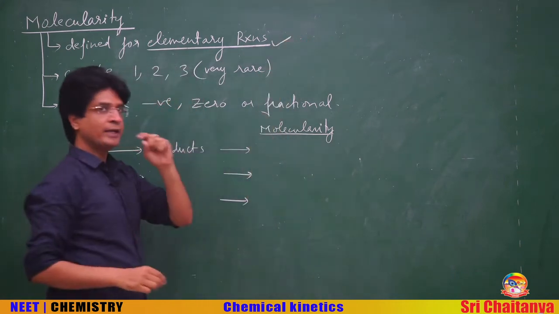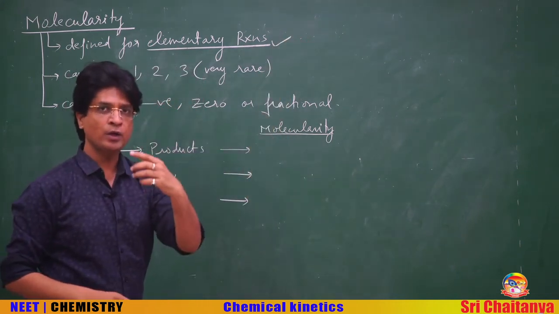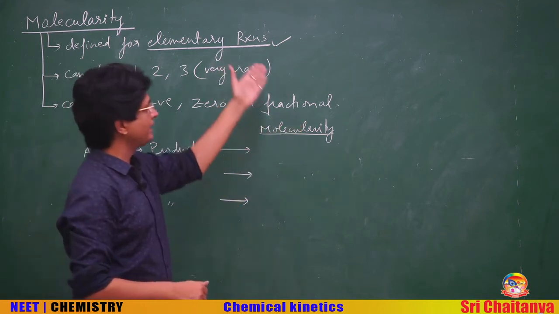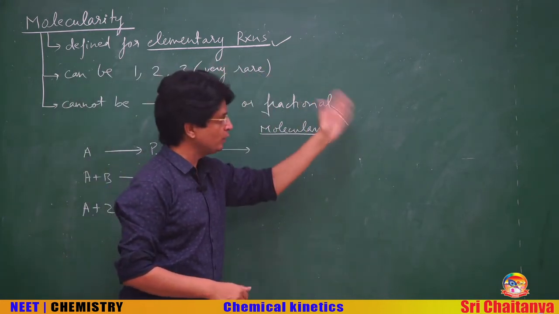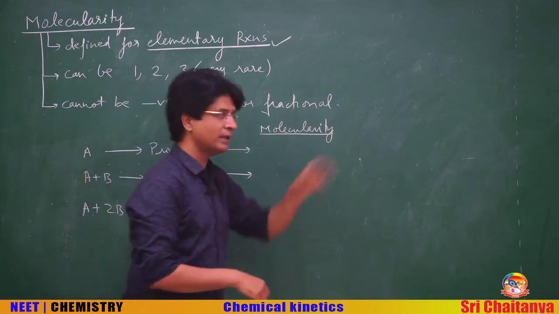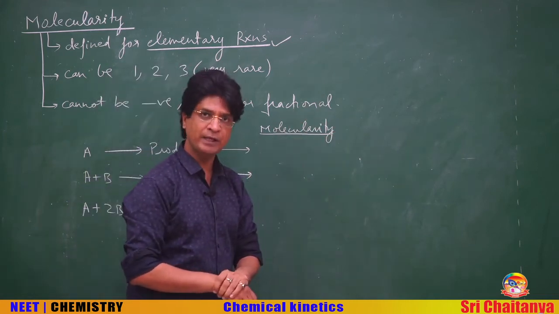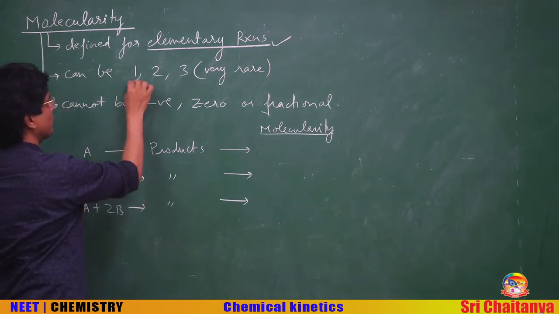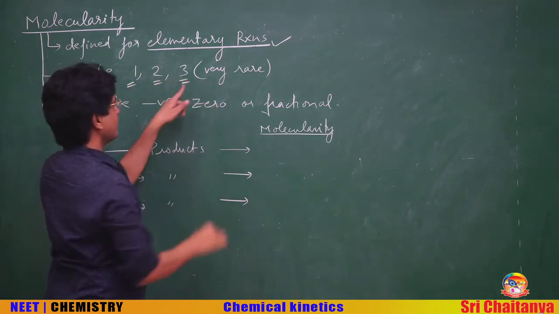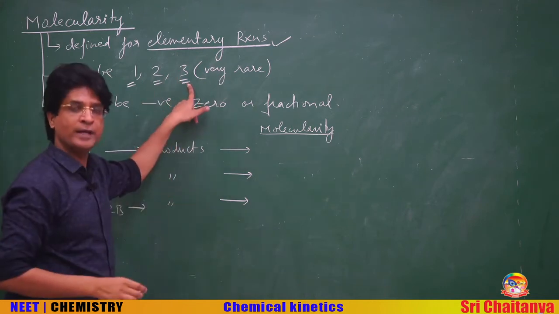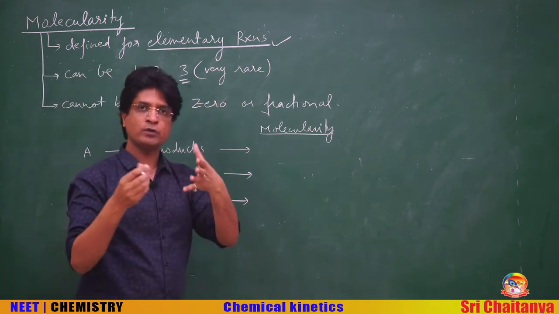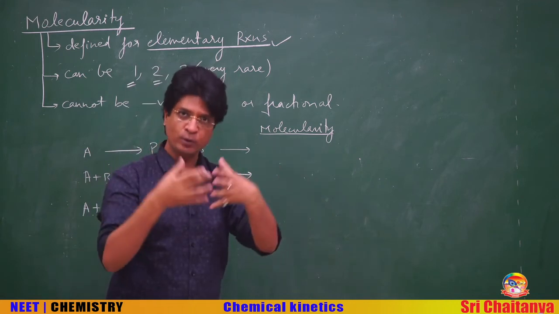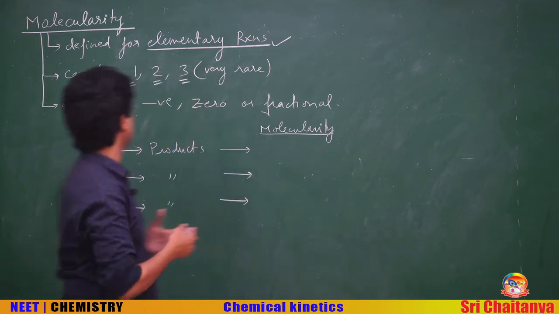Now see that molecularity is defined for elementary reaction. Remember that you cannot define molecularity for a complex reaction as such. You have to break down the complex reaction into elementary reactions and then find out the molecularity of those elementary reactions. Second point, the value of molecularity can be either 1, 2 or 3. 3 is a very rare value. The reason being, it is very difficult for 3 molecules or more than 3 molecules to come together in the right orientation to form a product.